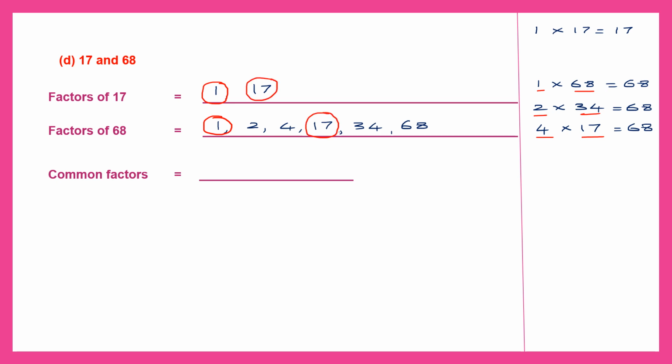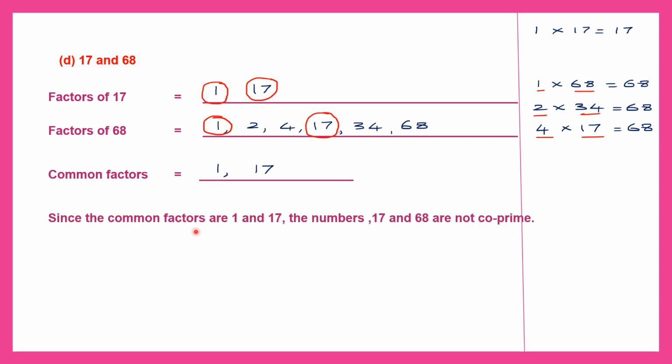So now what are the common factors of 17 and 68? The common factors are 1 and 17. So now as you can see, there are two common factors. So these two numbers are not co-prime numbers. Remember, if they are co-prime, they should have only one common factor and that should be 1. So since the common factors are 1 and 17, the numbers 17 and 68 are not co-prime.